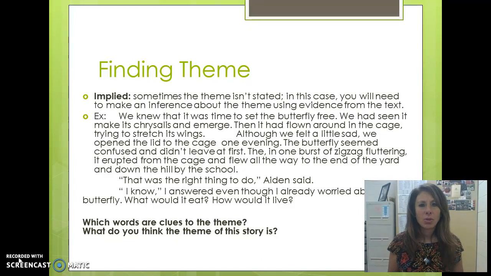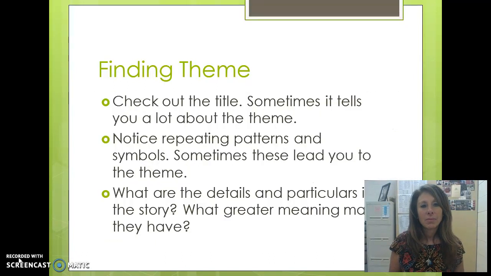And what do you think the theme of the story is? How would you write the theme to that little piece, that story, in one sentence? Think about that. That would be coming up with an implied theme. It's not written there for you. You have to decide what you think the theme is. You can't just say freedom. That's a topic. You can't just say butterflies, which I'm sure you wouldn't. But you could say something like, it's always best to not keep nature's animals in captivity. Something like that. That would be a theme.